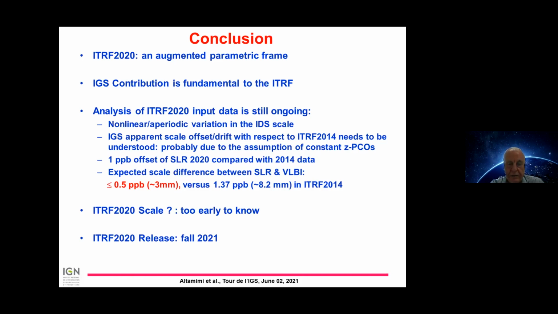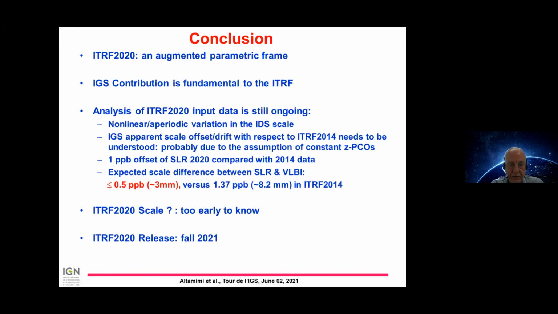Now we are happy to see 1 ppb offset of SLR 2020 compared with the ITRF 2014 data, and that will actually minimize the scale difference between SLR and VLBI. And my estimation now, roughly speaking, is that it will be less than 0.5 ppb, less than 3 millimeter, compared to 1.4 ppb, which means 8 millimeter in ITRF 2014.